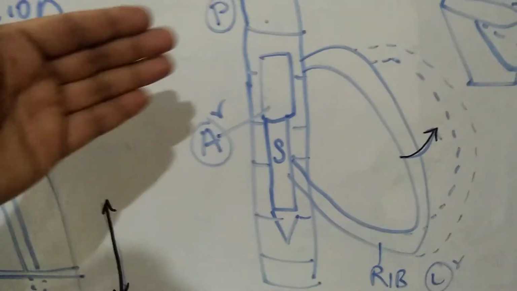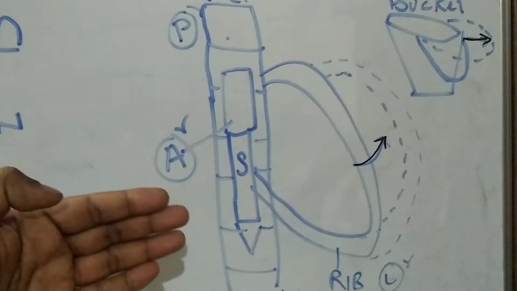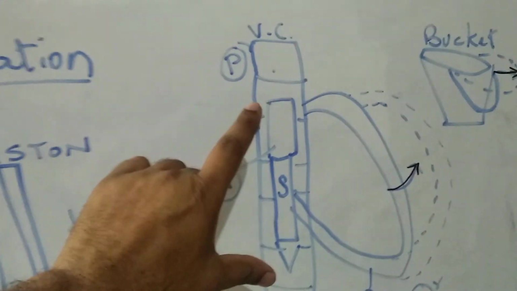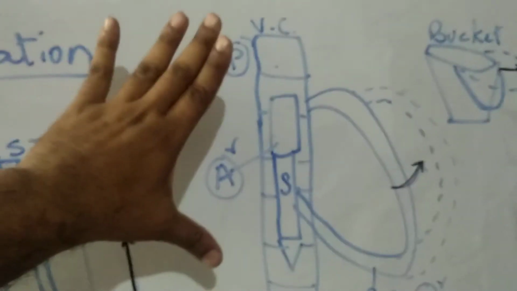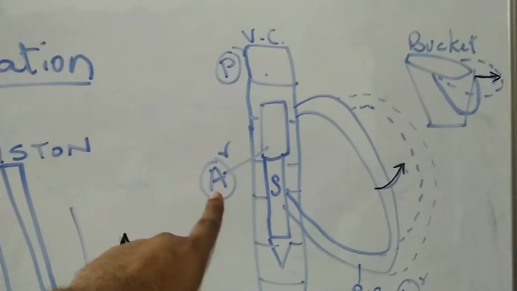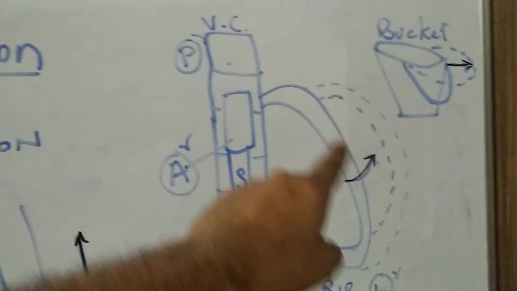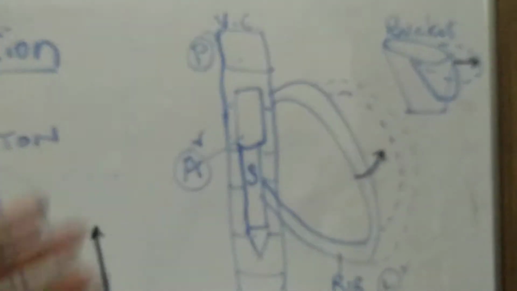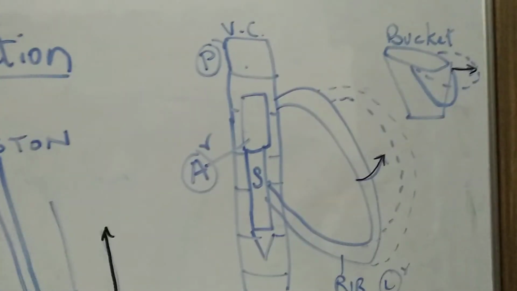We know that we have 12 ribs on either side of our body. This is the sternum, which is the chest bone. This is the vertebral column, which is behind. Behind means posterior, sternum front means anterior. It's a 3D diagram. This is a rib like this. There are 12 ribs on either side. I have just shown one rib.